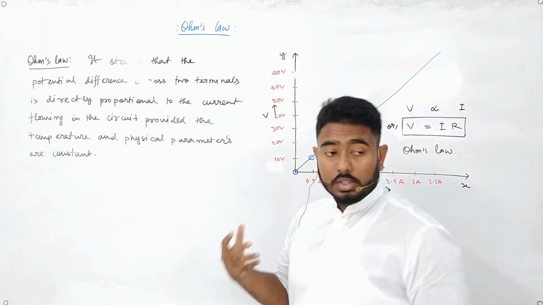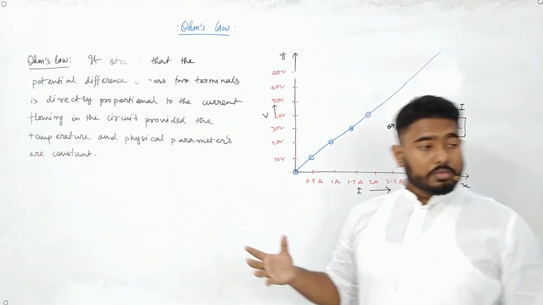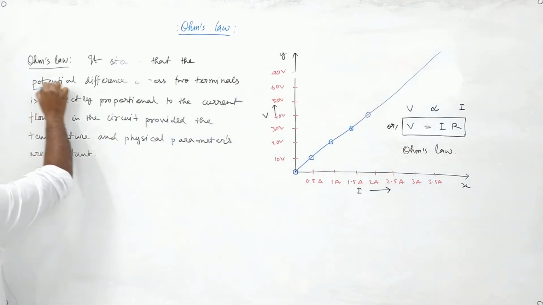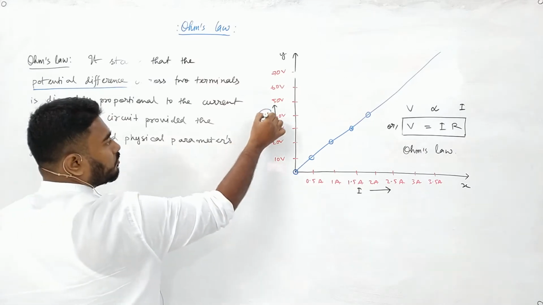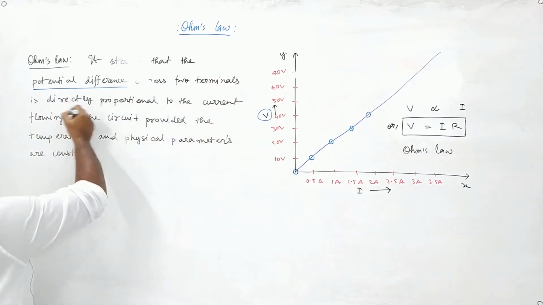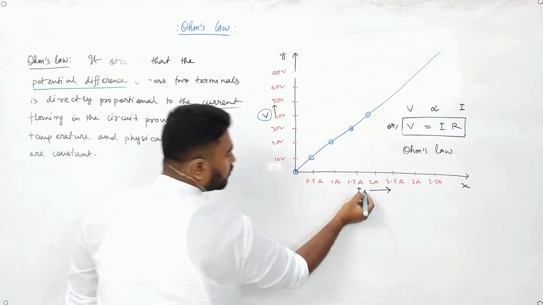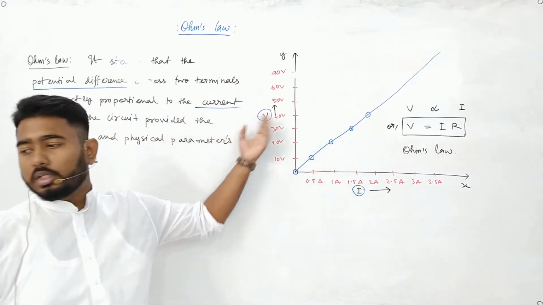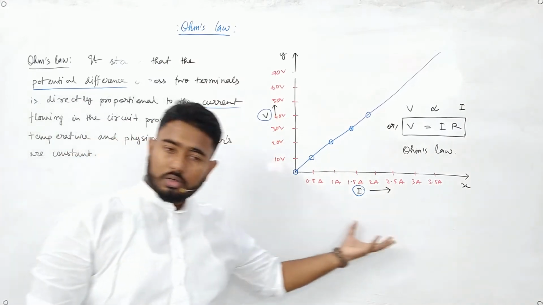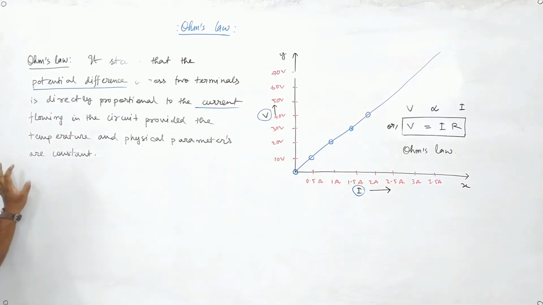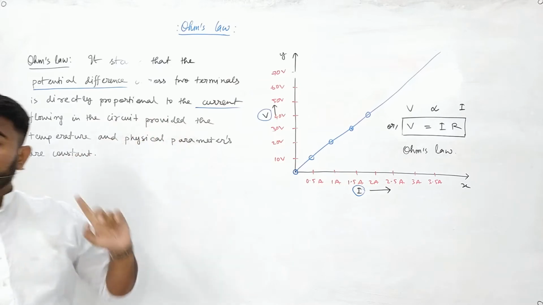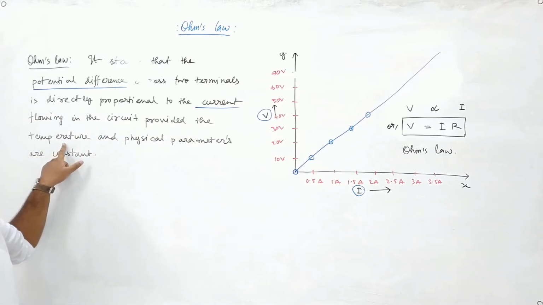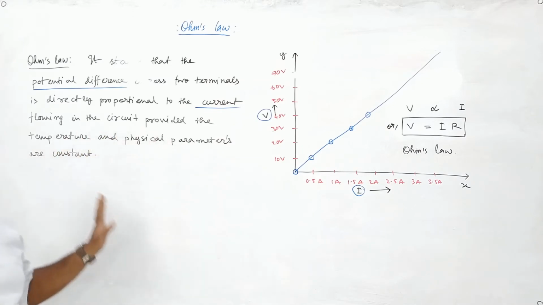So this is important. What does Ohm's law state? That the potential difference V across two terminals is directly proportional to current. So V is proportional to current. What does proportional mean? As much current will increase, voltage will increase according to that. And it also states, provided, now there is an exception, what are the two conditions? The temperature and the physical parameters are constant.